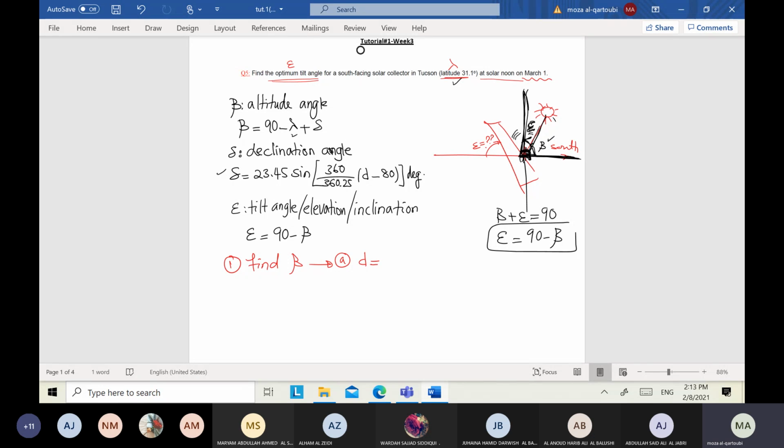The date is the first day of March. So how many days? January, how many days? 31. So 31 from January, then February? 28, or 29 for February. Then from March, we need only the first day. So 1 of March. So the number of days, D, equals 31 plus 28 plus 1. So D equals 60 days.